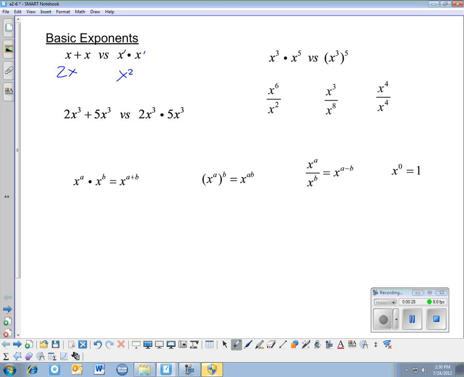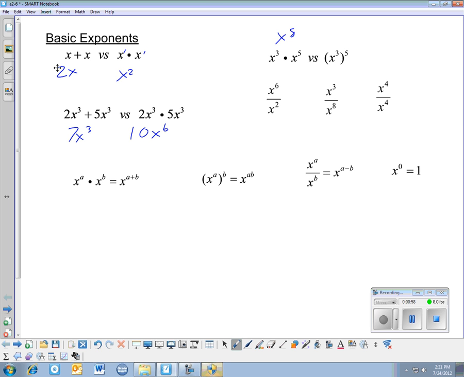Below that, 2x to the third plus 5x to the third is 7x to the third. Again, that's just combining like terms. The exponents don't change, but they have to be the same, otherwise you wouldn't even be able to combine them with addition. Multiplication is going to be 10x to the sixth. So we add the exponents, multiply coefficients, add exponents. X to the third times x to the fifth in the top right, that is x to the eighth.